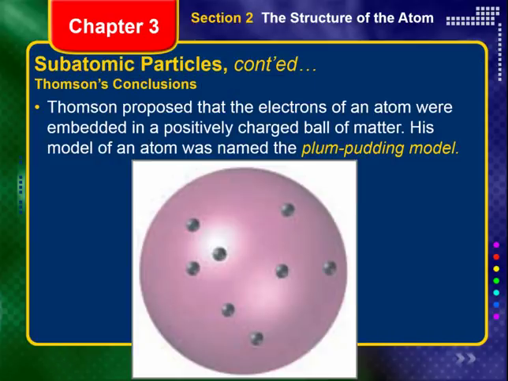Thomson proposed that the electrons of an atom were embedded in a positively charged ball of matter. Remember, they knew that there had to be some source of positive charge to balance out the negative electrons because the atom overall had no charge. It was neutral. And so he just kind of came up with this idea, didn't know if it was true. But he said, all right, let's just assume that these electrons are embedded in a positively charged matrix of matter. His model of an atom was named the plum pudding model.